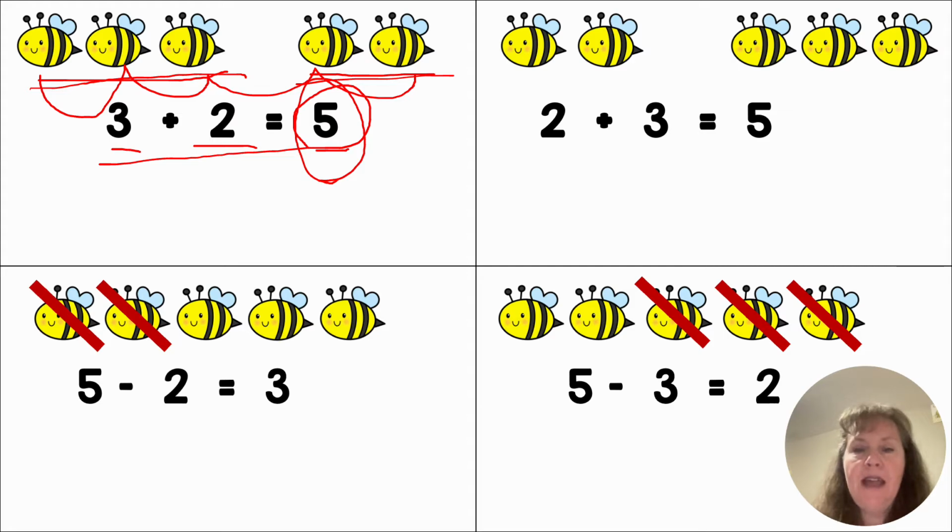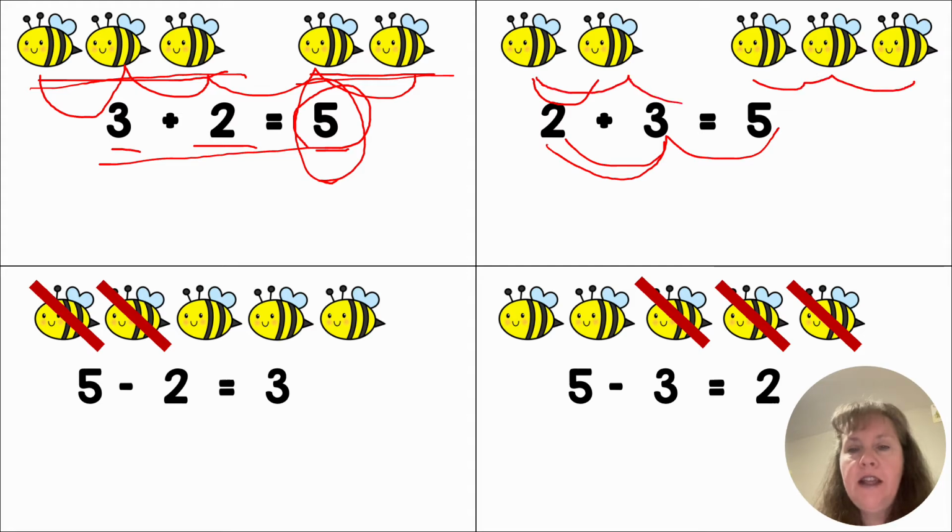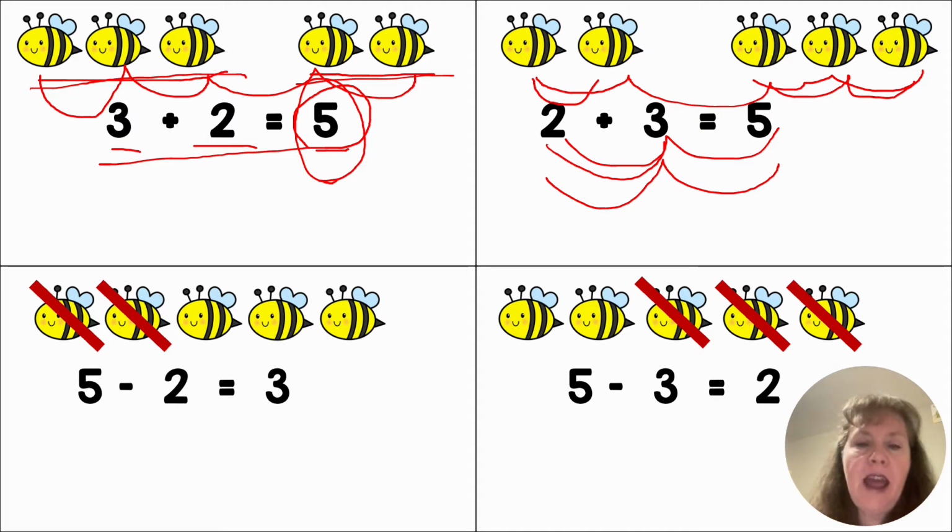And then, beside that, we can switch it. So instead of 3 plus 2, we have 2 plus 3 equals 5. So keeping those numbers the same, because that's part of our fact family, we have 1, 2 bees plus 1, 2, 3 bees, and all together we have 1, 2, 3, 4, 5. So 2 plus 3 equals 5. So adding is when we're bringing things together and seeing how many we have all together.